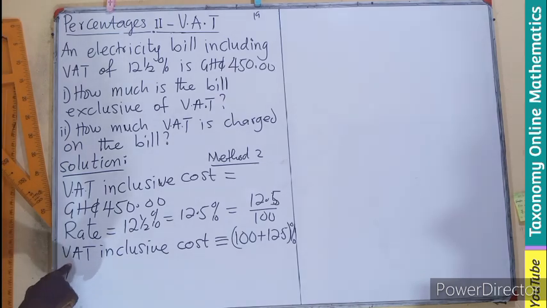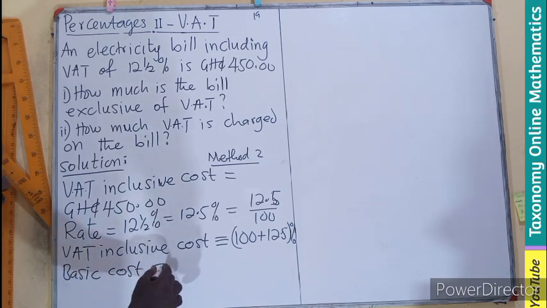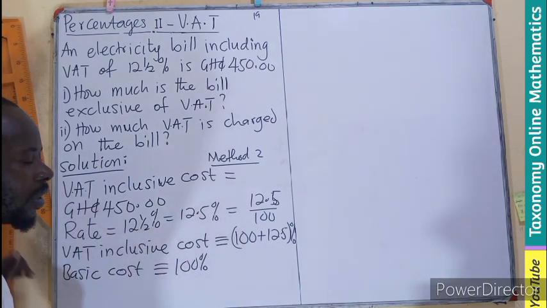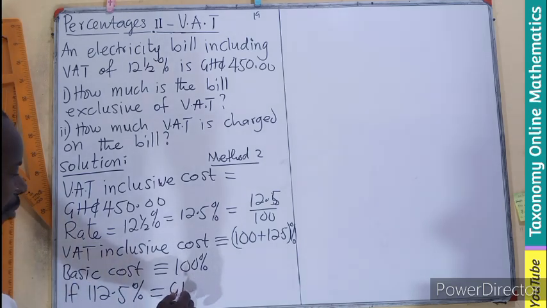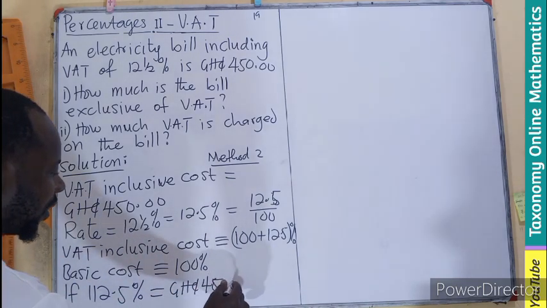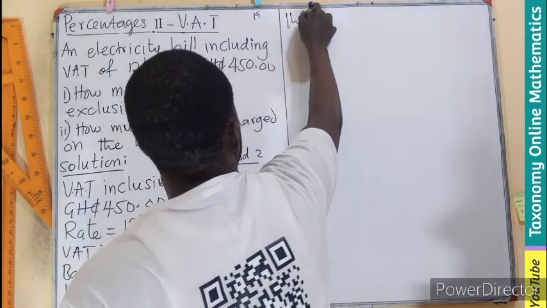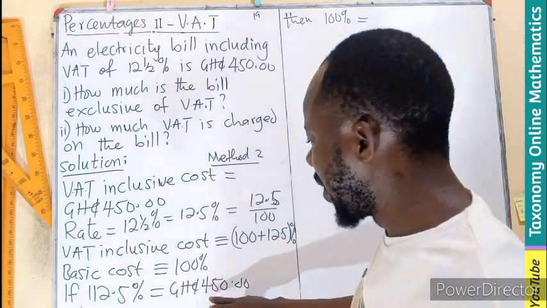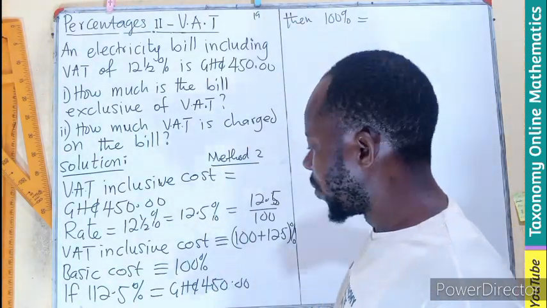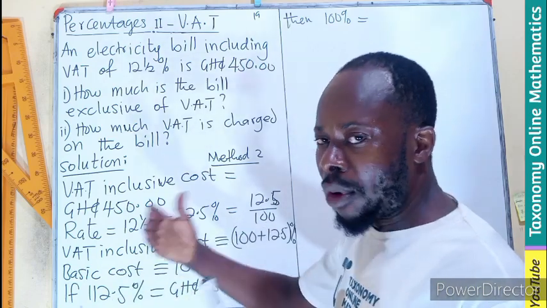Then your basic cost is also equivalent to 100%, and that is what we are looking for. So I can say that if 100 plus 12.5 is 112.5%, is giving us a price of 450 Ghana cedis, then we expect 100% to produce a value less than 450. So if less, more. Between the percentages divide, more divide.